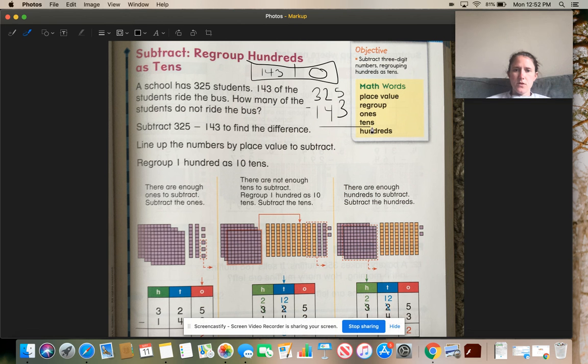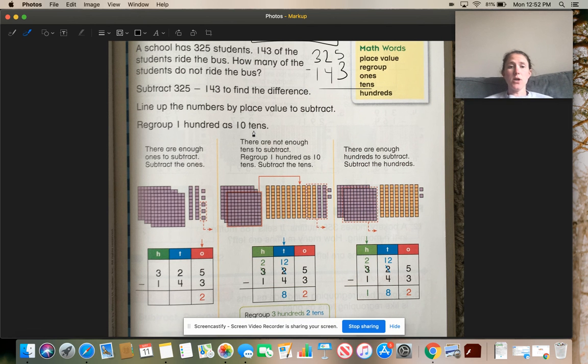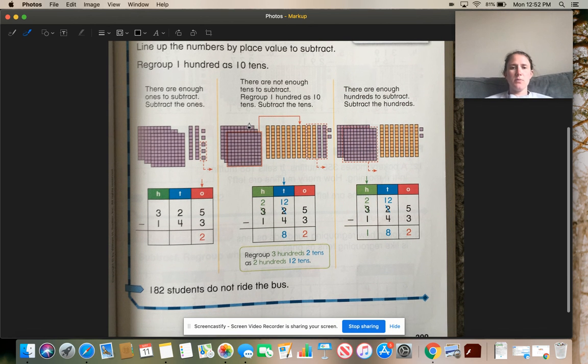Okay, so let's go through. Subtract 325 minus 143 to find the difference. Remember, difference means the answer to a subtraction problem. Line up the numbers by place value to subtract. So 325 minus 143. So 5 pieces of candy on the top. I'm going to circle this number. I have 5 pieces of candy. Can I take 3 away? 1, 2, 3. Yes, I can. So 5 minus 3 equals 2.